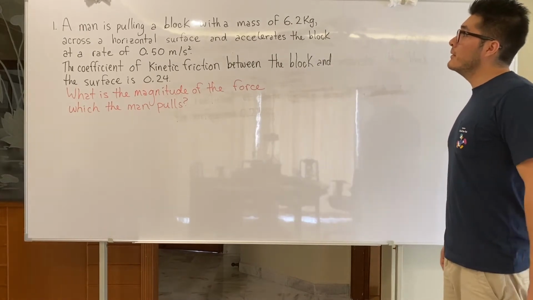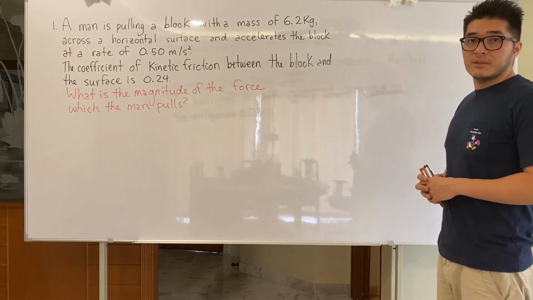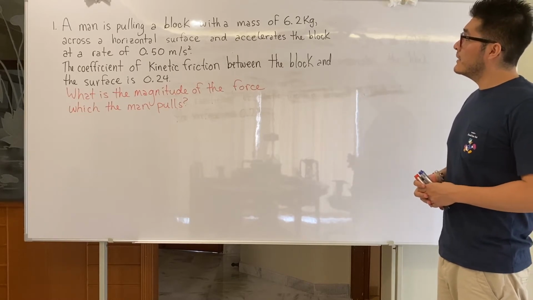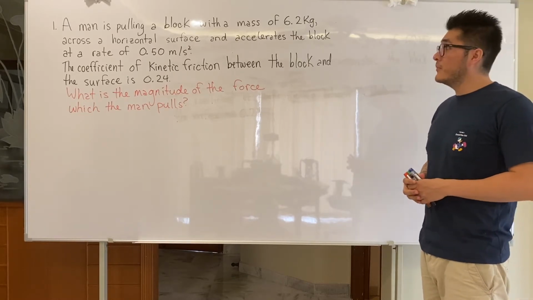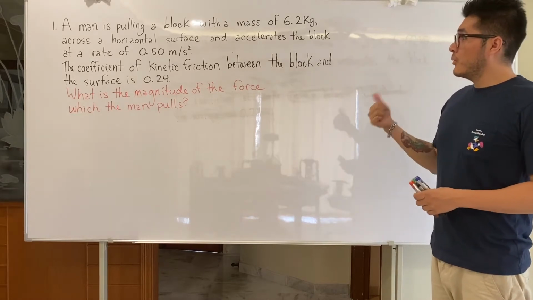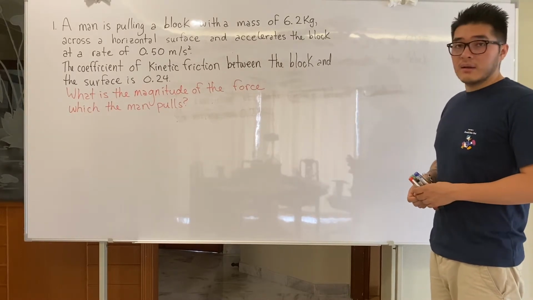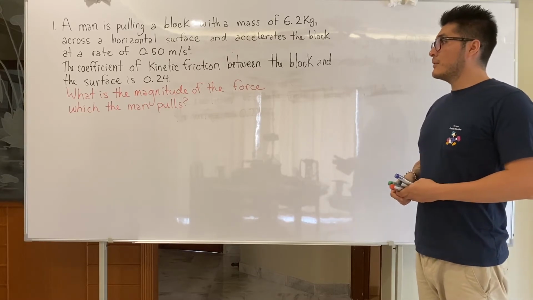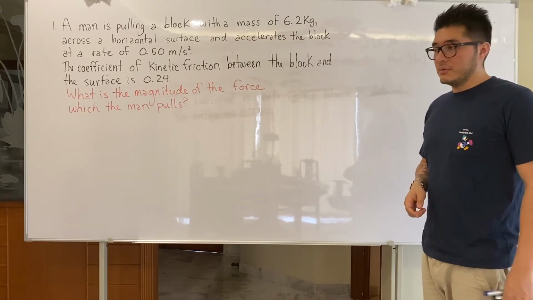So we have a man pulling a block with a mass of 6.2 kilograms across a horizontal surface, and it accelerates the block at a rate of 0.5 meters per second squared. The coefficient of kinetic friction between the block and the surface is 0.24, and they're asking us what is the magnitude of the force with which the man pulls.